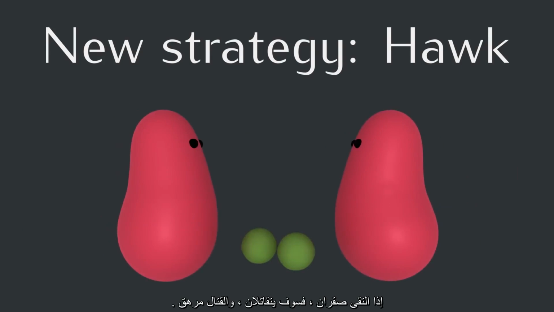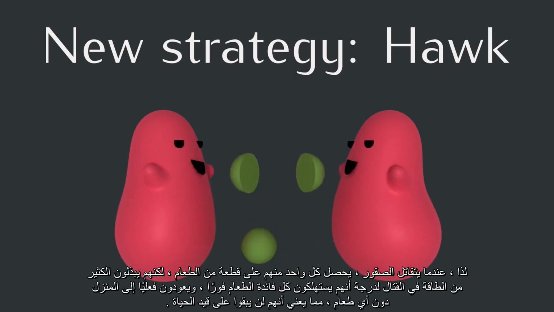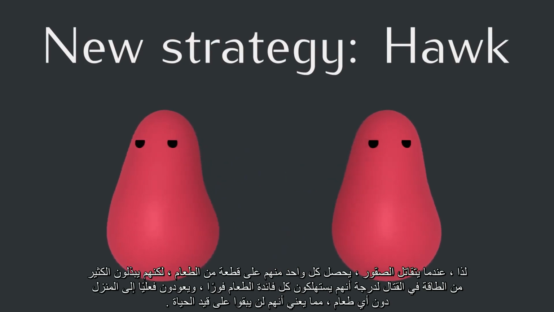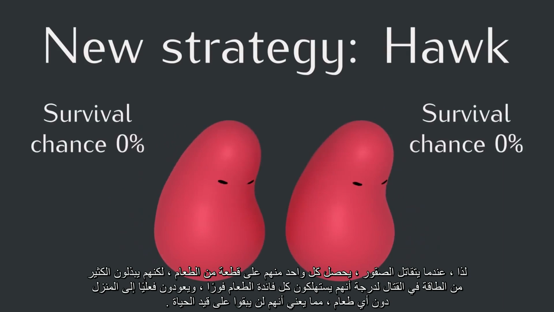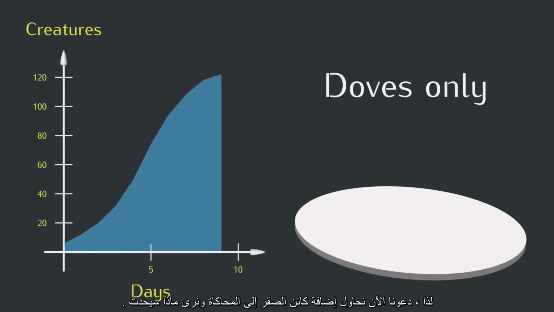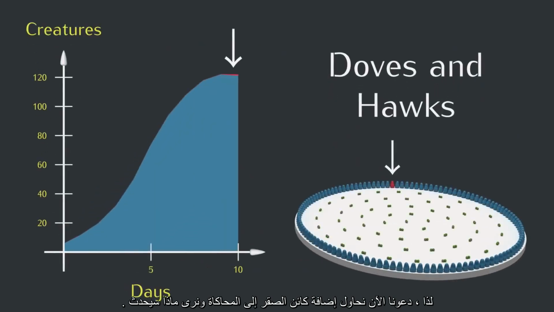If two hawks meet, they'll fight, and fighting is taxing. At the very least, they use a lot of energy and they might also get injured. So when hawks fight, each one gets a piece of food, but they spend so much energy fighting that they use up all the benefit of the food right away and effectively go home with 0 food, meaning they won't survive. So now let's try adding a hawk creature to our simulation and see what happens. Now is a good time to pause and predict what you think will happen.